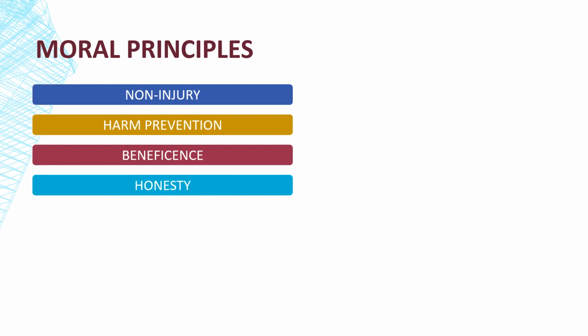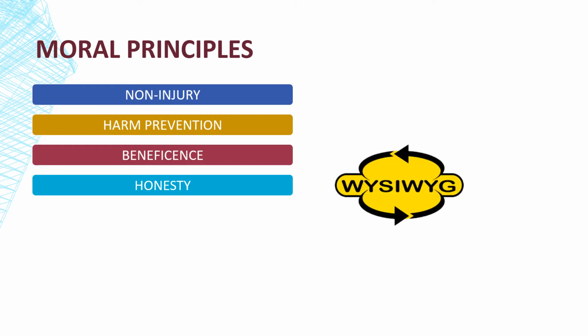The next principle is honesty. This is the prima facie duty that Ross calls fidelity. We should speak and behave honestly. We should properly represent ourselves to the world. We should keep our promises. We should not engage in manipulation or deception. Our lives should be WYSIWYG. What you see is what you get.